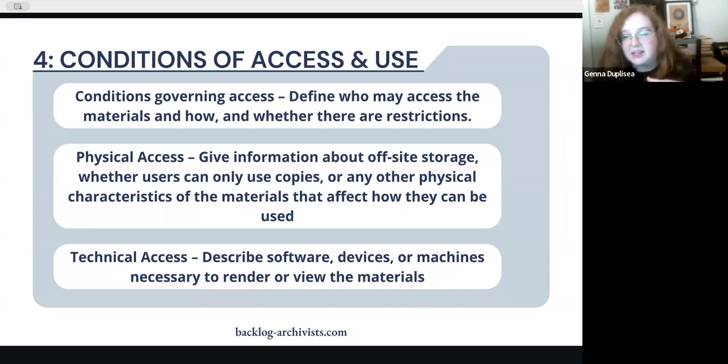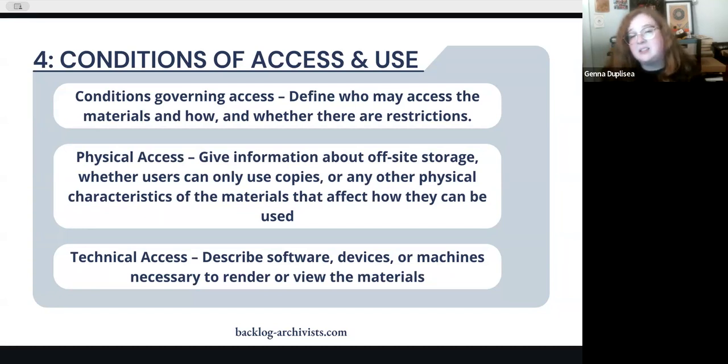Whereas the physical access element is information about, oh, this is offsite storage, so you have to make an appointment beforehand because we have to go get it. Or the original materials are really brittle, so users can only access copies. You can't touch the originals because they're too fragile to be handled. Or just any physical characteristics of the materials that affect how they can be looked at and accessed.